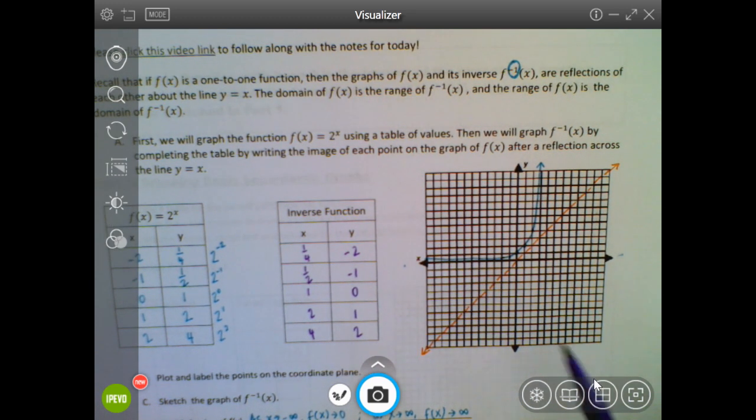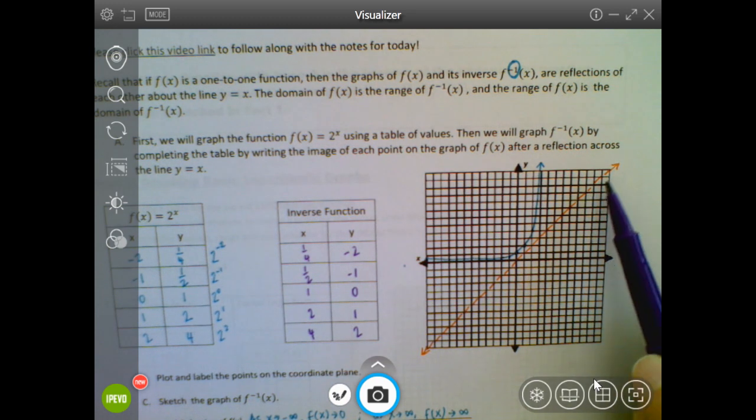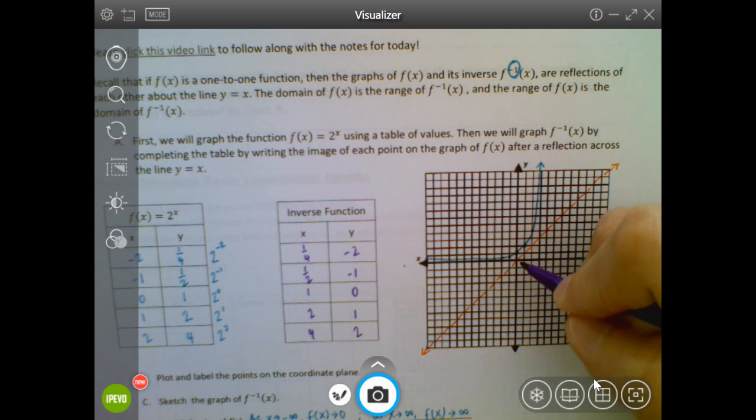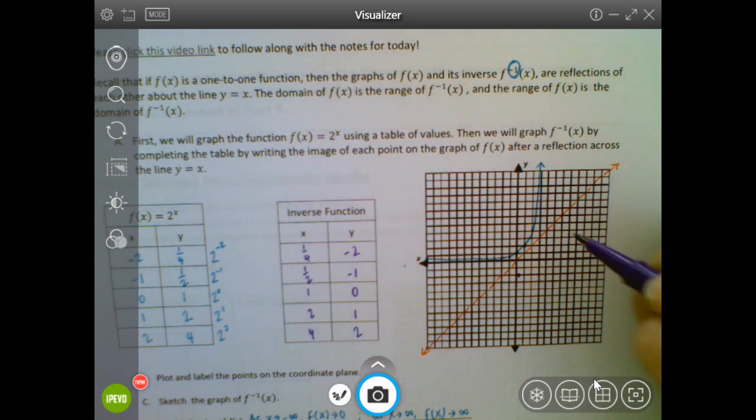And hopefully when I'm done, it will look like a reflection over this line y equals x of our exponential function that we already have here. So 1/4, -2. Again, I'm just kind of estimating where these points are going to go. 1/2, -1. There's my 1, 0. There's my 2, 1. And there's my 4, 2. So my graph is going to look something like this.